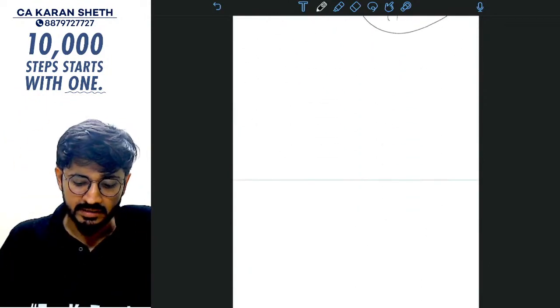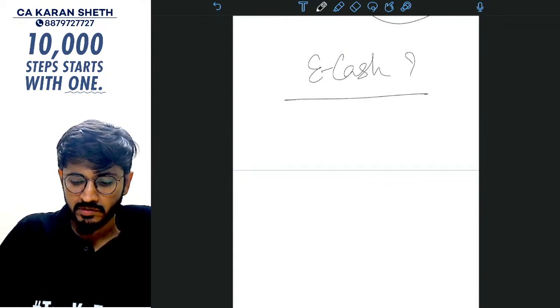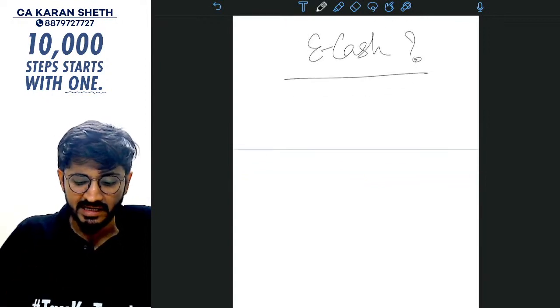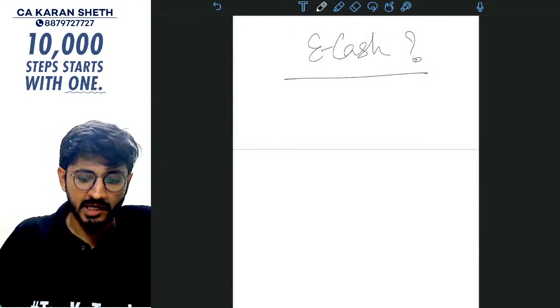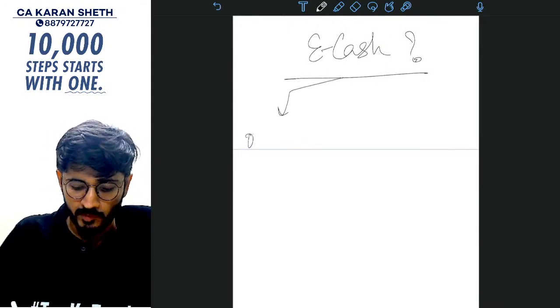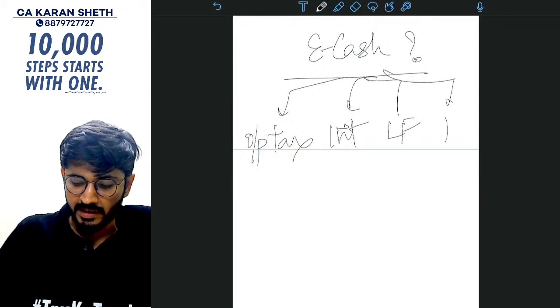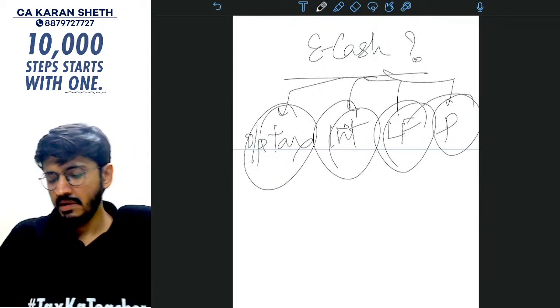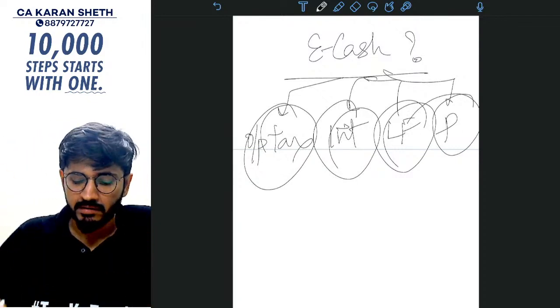Then the question is, where is the e-cash ledger used? To understand, the e-cash ledger is used everywhere. It is used to pay off output tax, interest, late fees, penalty, everything. You will use it to pay off everything.